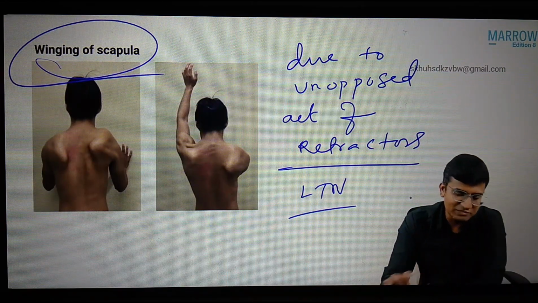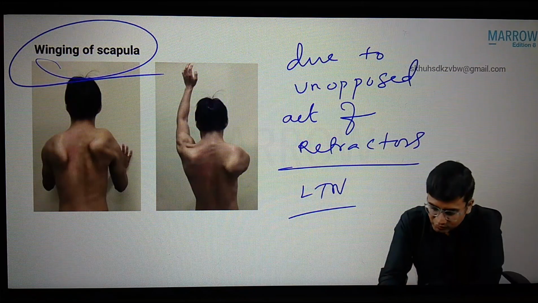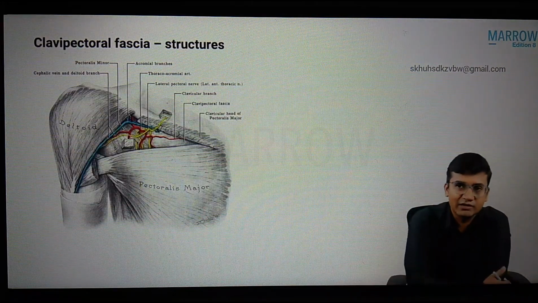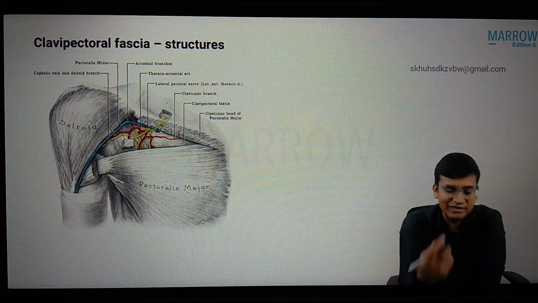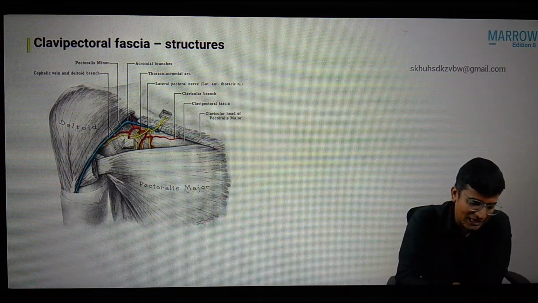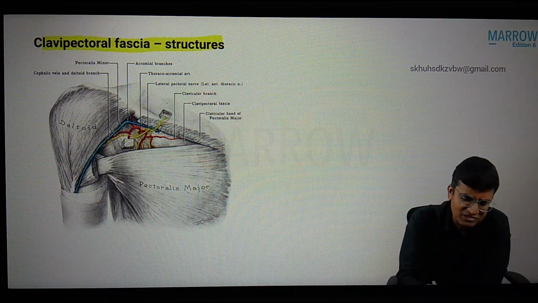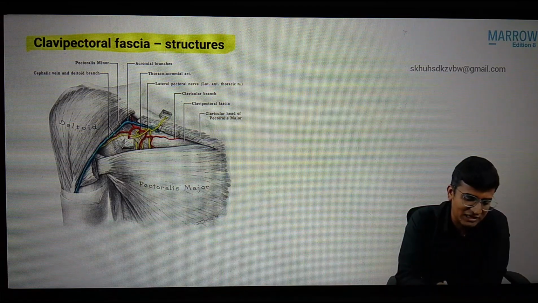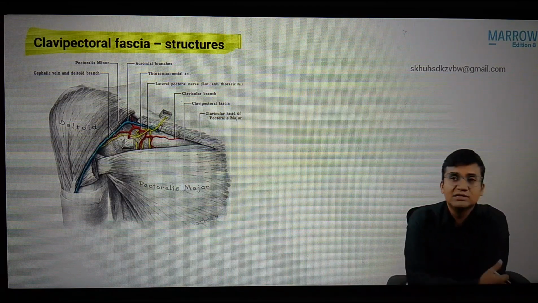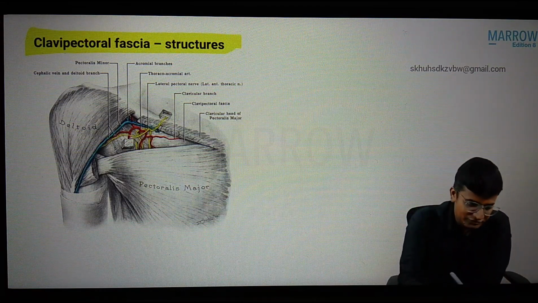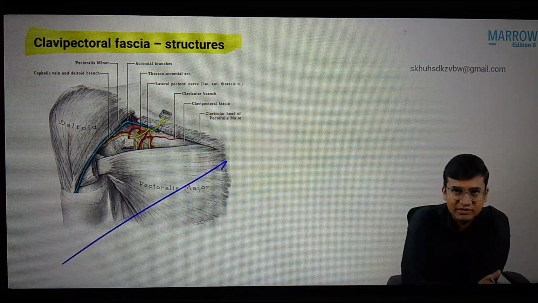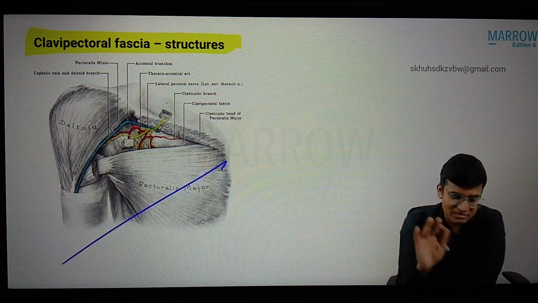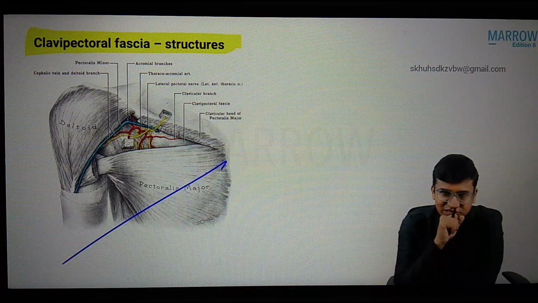So, these are the muscles in the pectoral region. Now, we're going to discuss one fascia. That fascia is present between the clavicle and pectoralis minor. That is called the clavipectoral fascia. The name itself gives us a clue: clavipectoral fascia, clavicle and pectoralis minor. Now, first we're going to remove the pectoralis major muscle. If you remove the pectoralis major muscle, in the deep layer you see this fascia.